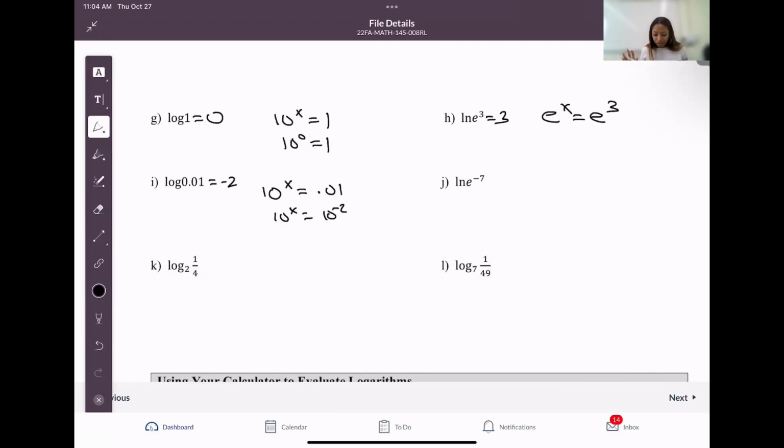All right, last 3, we have some fractions and different bases involved. Ln of e to the negative 7th, pay attention to h and j. Both of these are written similarly. We get e to the x equals e to the negative 7, and our answer ends up being the exponent on the e, negative 7.